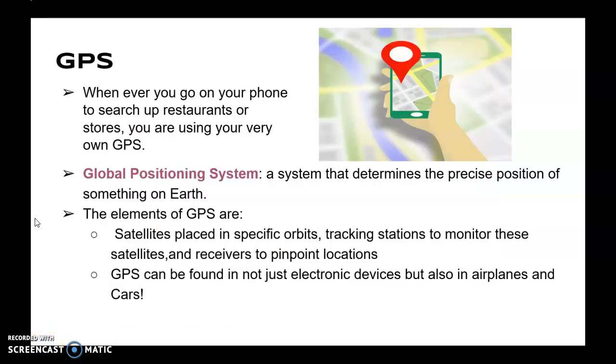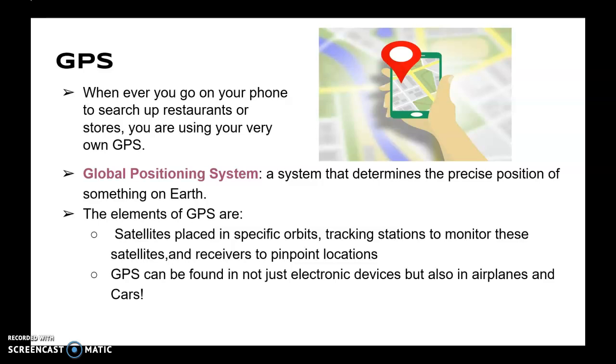As I mentioned before, maps today are so much more sophisticated. When we think of maps today, we often think of GPS. Whenever you go on your phone to search up restaurants or stores, you're using your very own GPS. GPS stands for Global Positioning System, and this determines the precise position of something on Earth. The way that GPS is configured is through satellites that are placed in specific orbits, tracking stations to monitor these satellites and receivers to pinpoint locations.